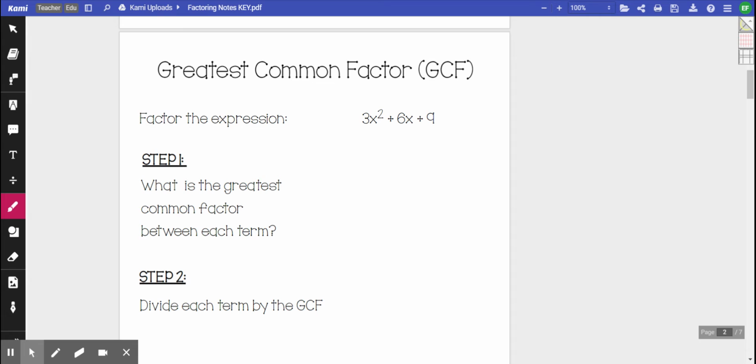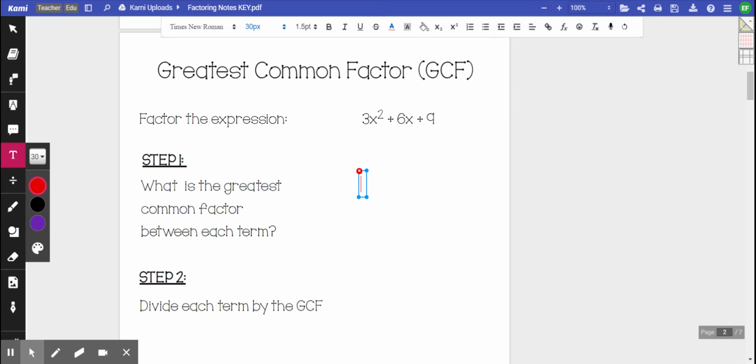So we're just going to review it quickly here. The steps are listed for you. If we need to factor this trinomial here, these three terms, we'd look to see first what is the greatest common factor between each term. The GCF between each term is going to be 3. Sometimes it's just a number, sometimes it's a number and a variable. This time the GCF is just plain 3.